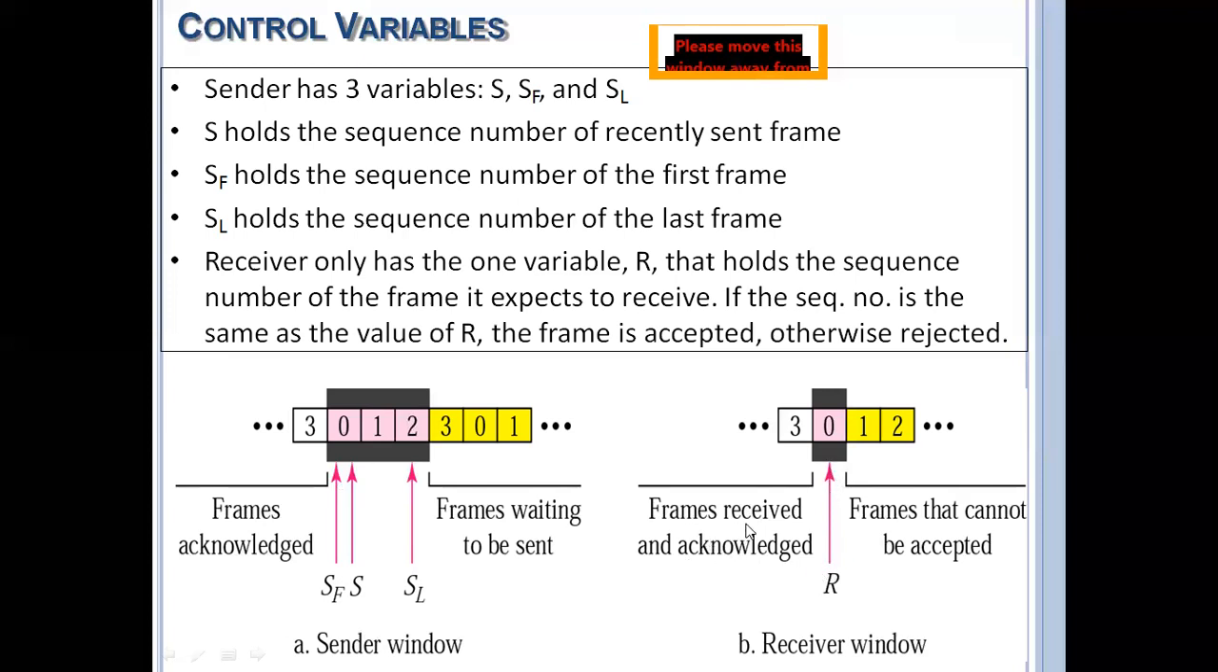That means frames received and acknowledged, and frames that cannot be accepted. So why can it not be accepted? The receiver has only one variable R. If the sequence number of the frame is the same as the value of R, the frame is accepted, otherwise the frame is rejected. Here the last sent frame is 2, but R is 0, so that's why the frame is rejected.